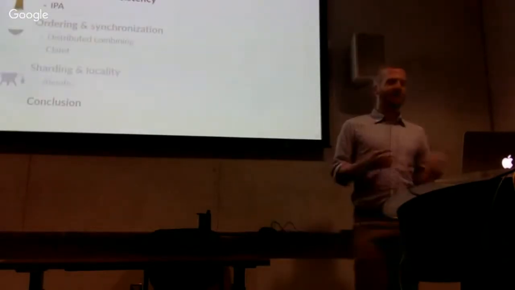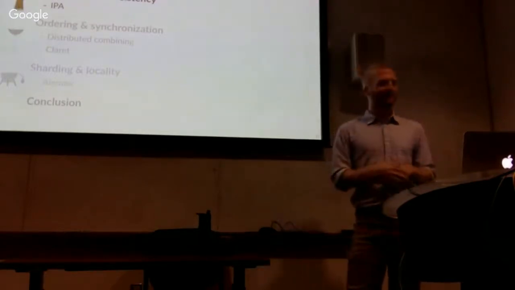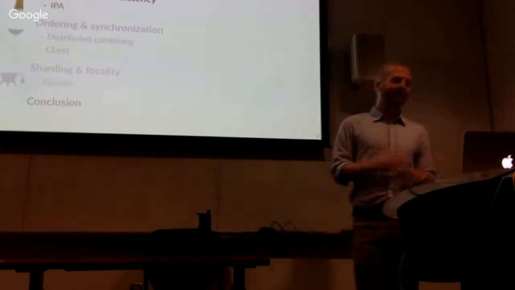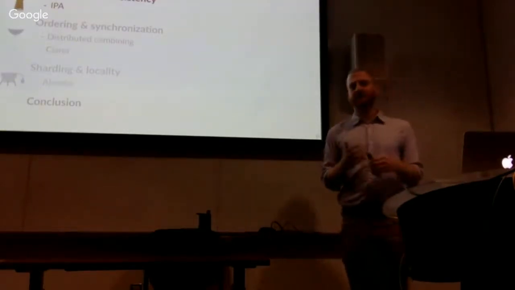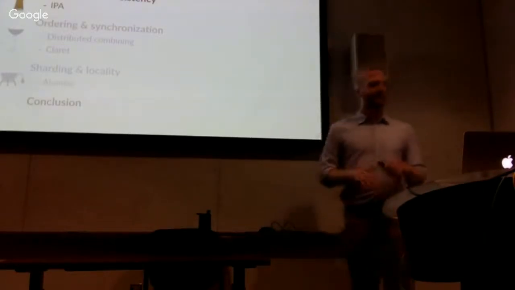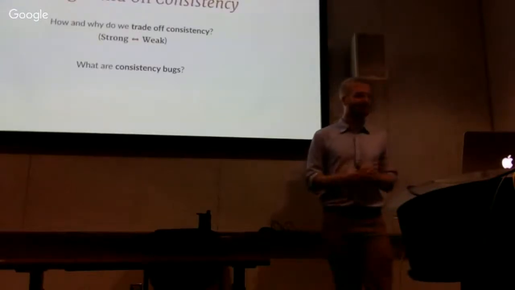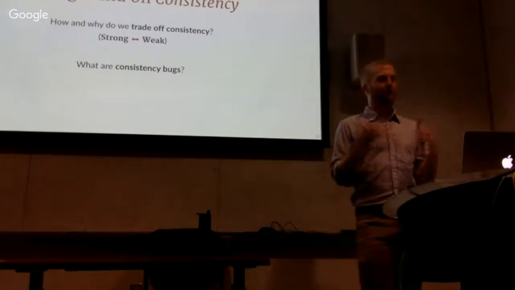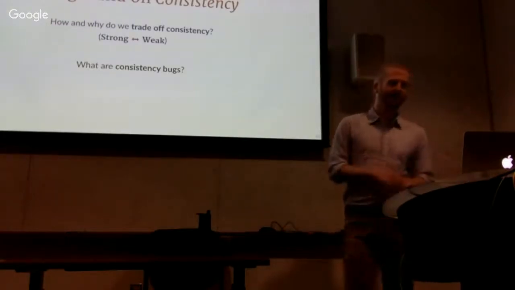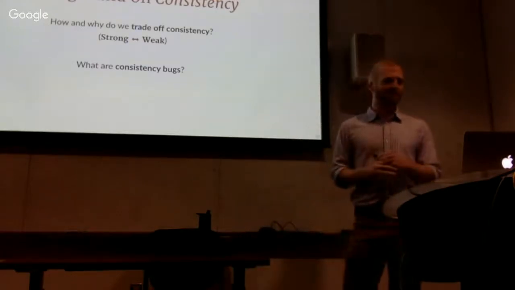So I'm going to tell you about all of the different programming models that I did in the work in this thesis. I'm going to focus most of our time on this first one, on IPA, and how we use that to trade off consistency. But then we'll talk about the other ones briefly near the end. So first, a little more background on consistency. I'm going to tell you about how and why we might actually want to trade off consistency between strong and weak, and then what kinds of bugs can come about when we do switch between weak and strong consistency.